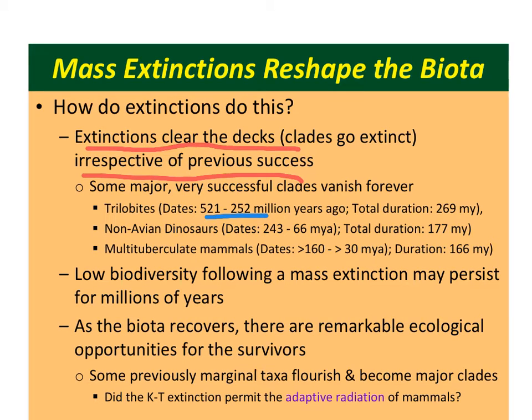Non-avian dinosaurs, another example, showed up perhaps around 243 million years ago after the end Permian mass extinction. Finally, there was some diversification in terms of reptiles, and then the dinosaurs arose out of that, and they lasted all the way until 60 million years ago, when the end Cretaceous mass extinction wiped out the dinosaurs. They were around for 177 million years in terms of the fossil record. And then multituberculate mammals were the most successful mammals, and yet they went extinct around 30 million years ago, and they were around for 160 million years or so.